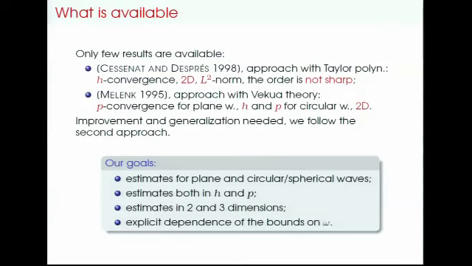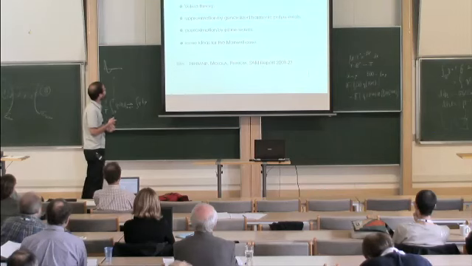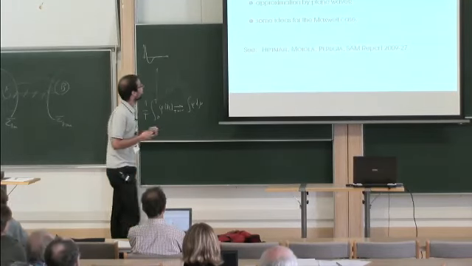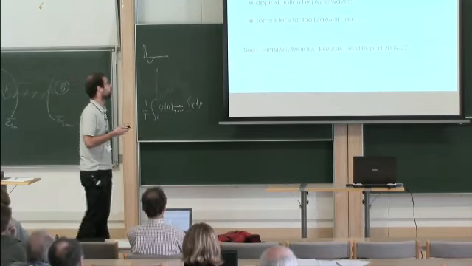The good news is that we can prove all these things. The bad news is that in the case of the p estimate in 3 dimensions, it is not really what we would like to have. There is a small detail that is not that small maybe, that is not completely satisfactory. So you have to follow these 3 steps. First of all, a special tool called Vekua theory. Then we will prove some approximation estimates by generalized harmonic polynomials, and then by plane waves. And then, if there is some time, I would like to talk a bit about the same problem for the Maxwell equations.